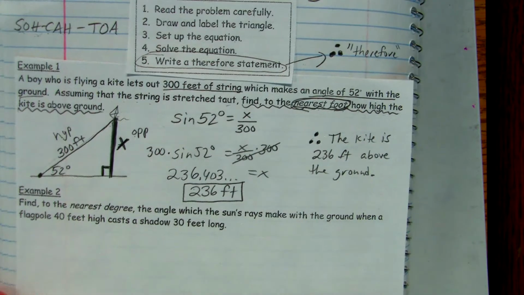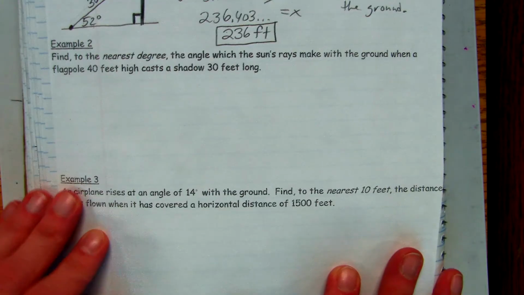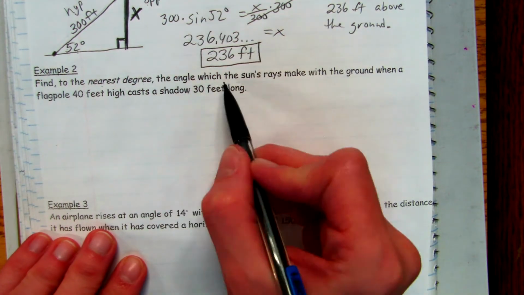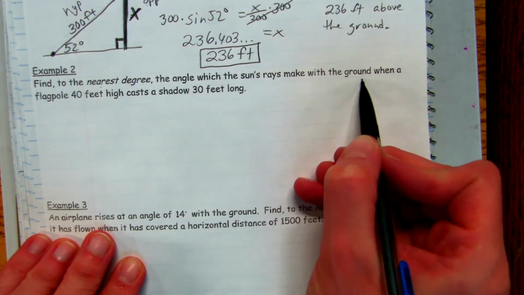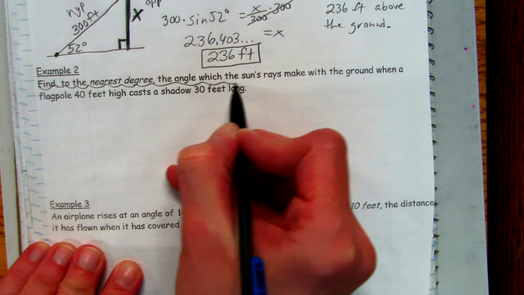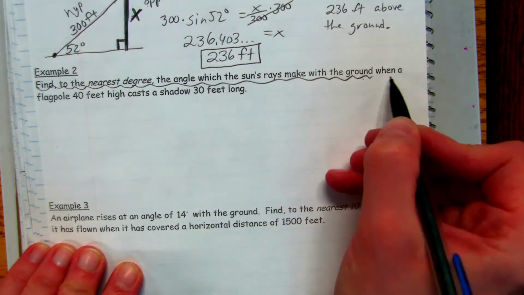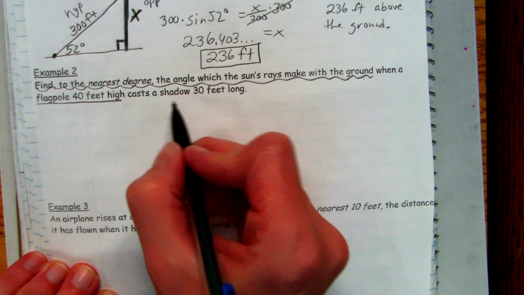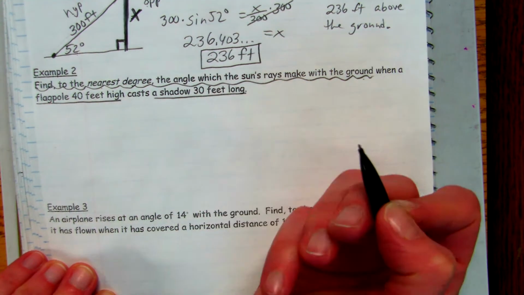Okay, so let's look at example 2. Find, to the nearest degree, the angle which the sun's rays make with the ground. That's sort of a question that they're giving us, right? So I'm going to squiggle underline that. When a flagpole 40 feet high, so that's important, casts a shadow 30 feet long.